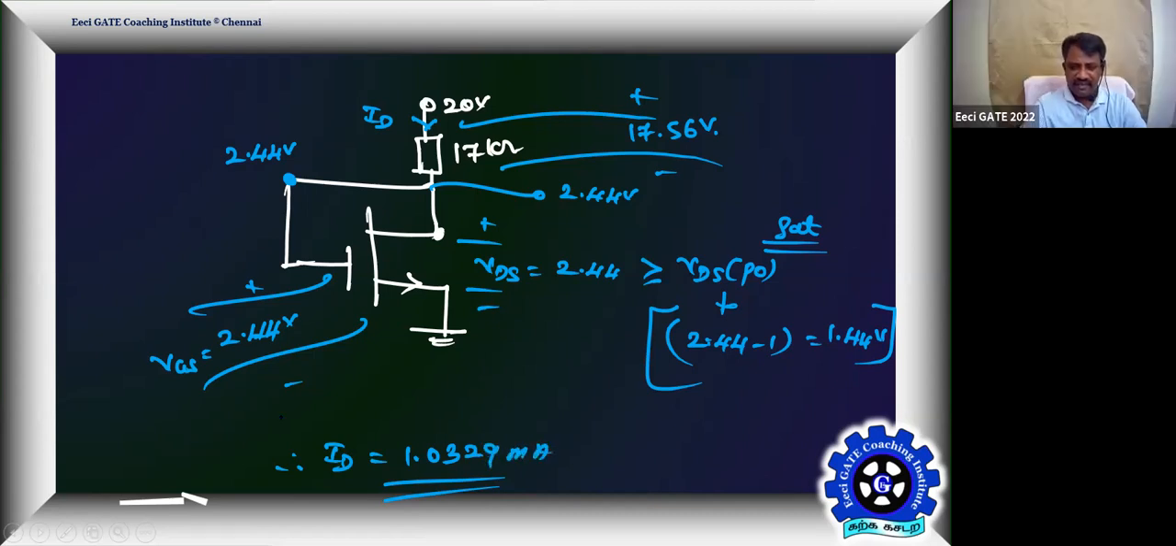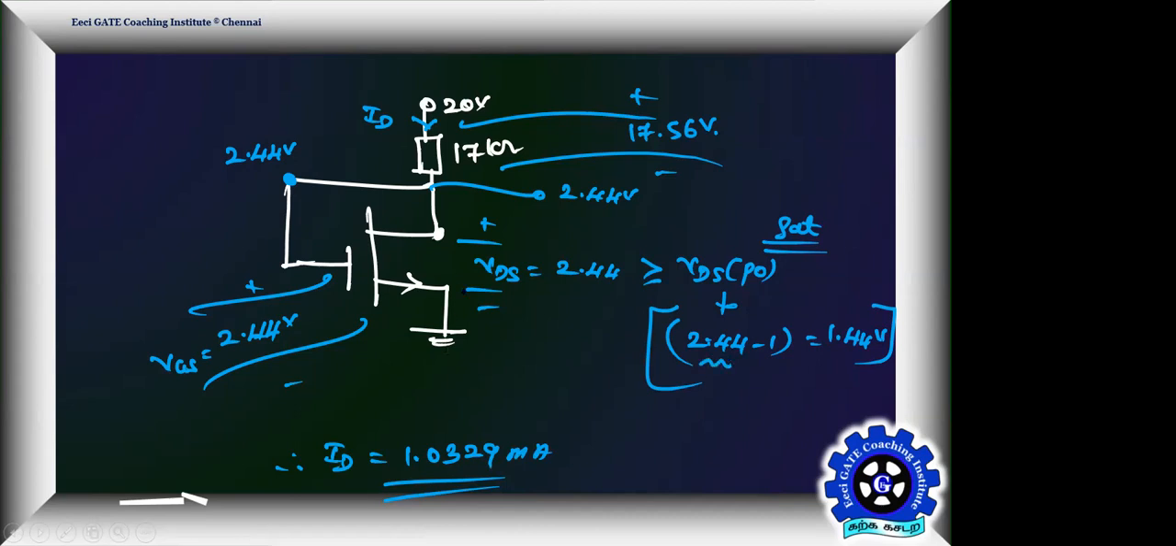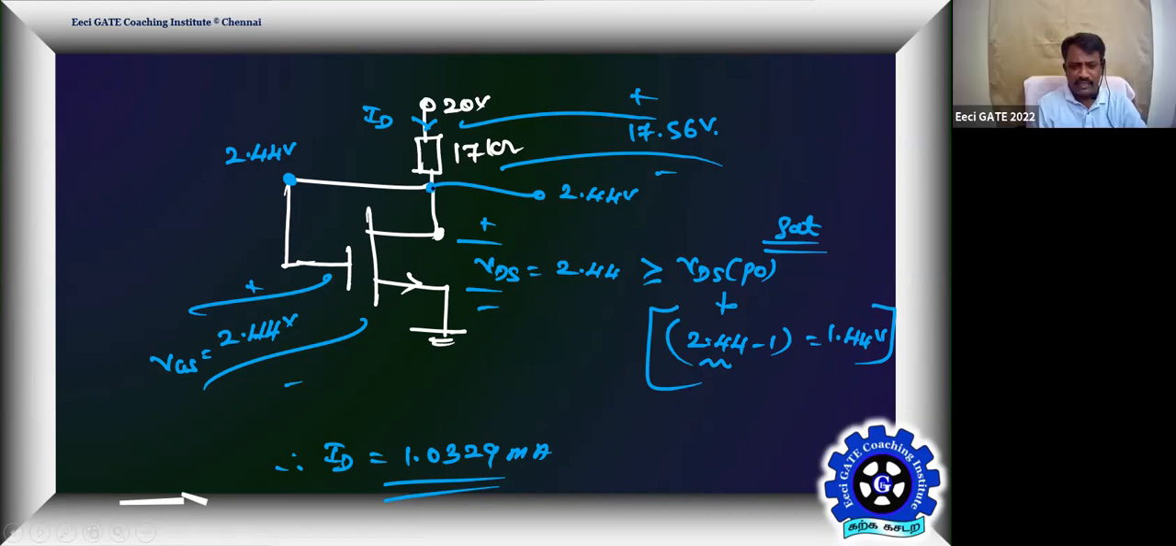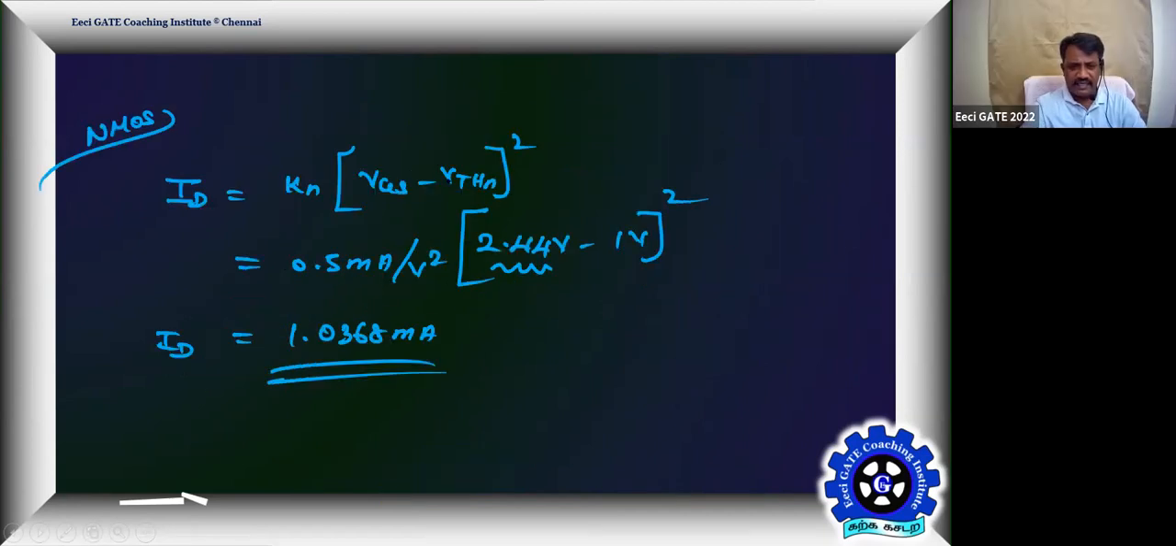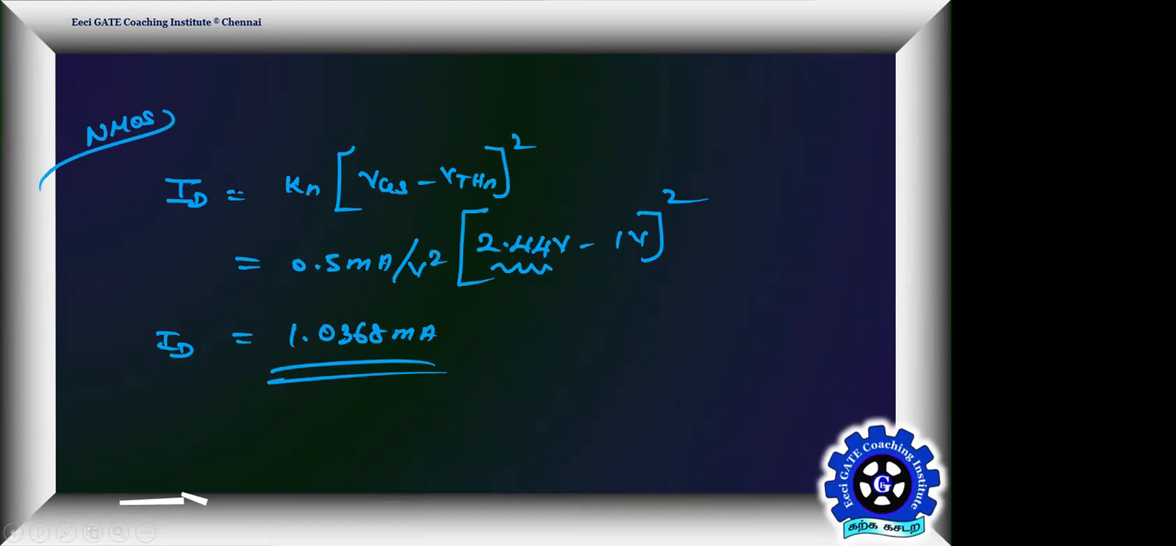See the difference? Because of not choosing the exact value of VGS, this mismatch will happen. But you can appreciate that whatever current you are getting is almost matching with the NMOS current. Correct? Yes, sir.